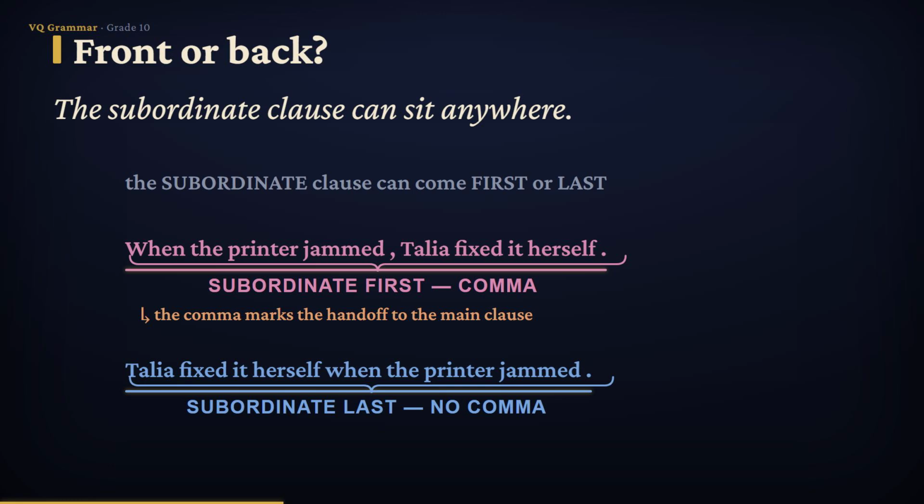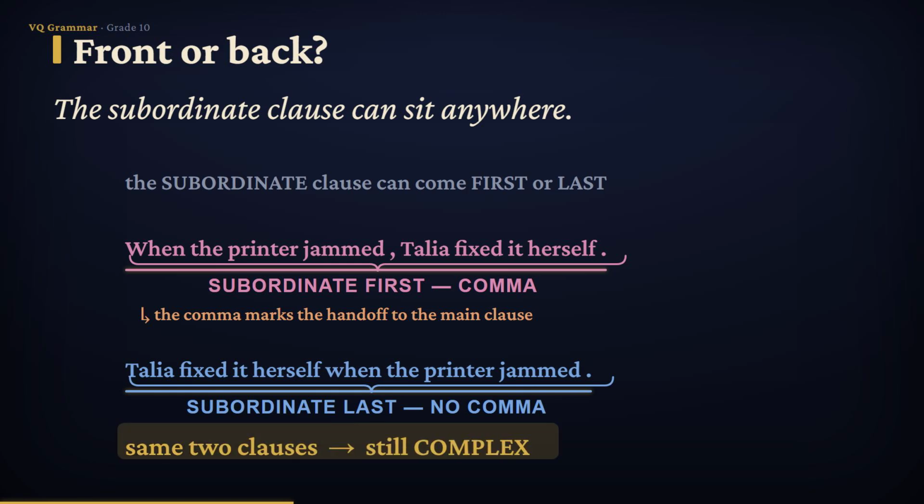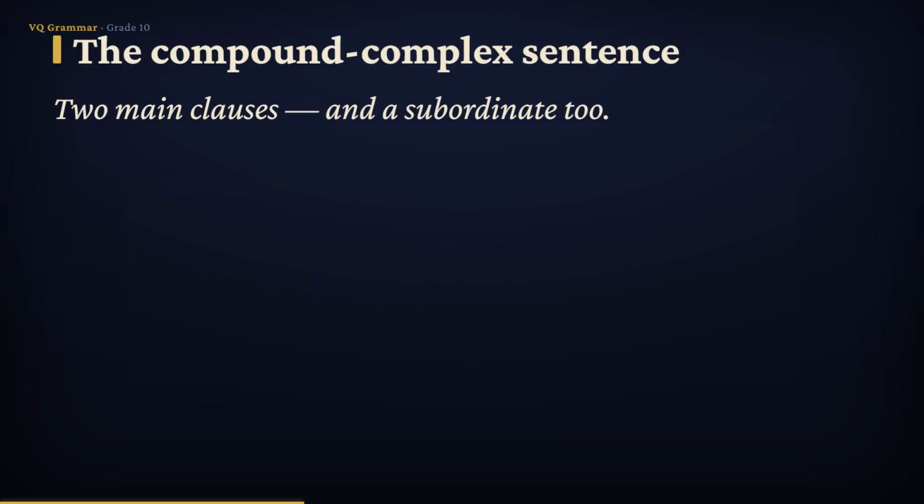Notice what did not change. There is still one main clause and one subordinate clause, so the sentence is still complex. Position is style. The count is what names it. Now the biggest shape of them all. A compound complex sentence has two or more main clauses and at least one subordinate clause. It's simply a compound sentence with a subordinate clause bolted on. Watch this one build, line by line.